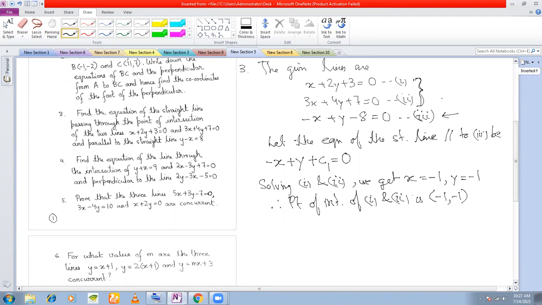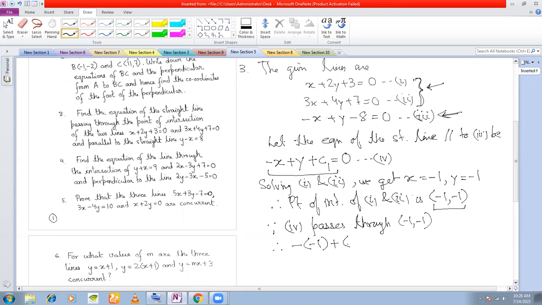Now you need to find an equation which passes through the point of intersection of these two lines and which is parallel to this line. You already know that this is the line parallel to 3, and you also know that it passes through (-1, -1). So, let us call this equation 4. Since 4 passes through (-1, -1), it must satisfy this equation. So minus of -1 plus -1 plus c1 is equal to 0. That means we get 1 minus 1 plus c1 is equal to 0. That means you get c1 is equal to 0, right?